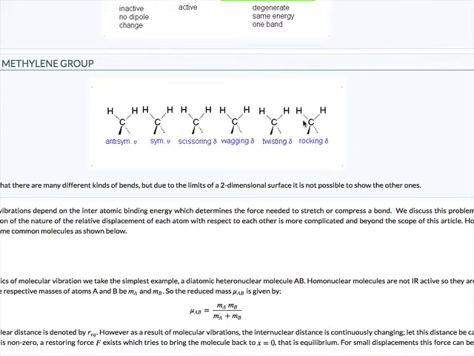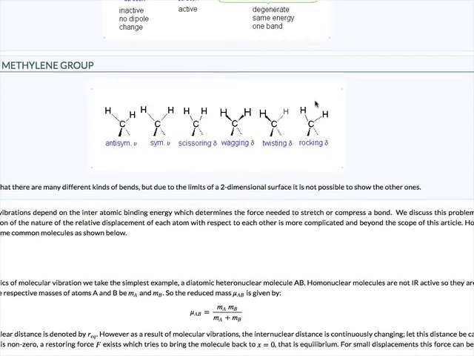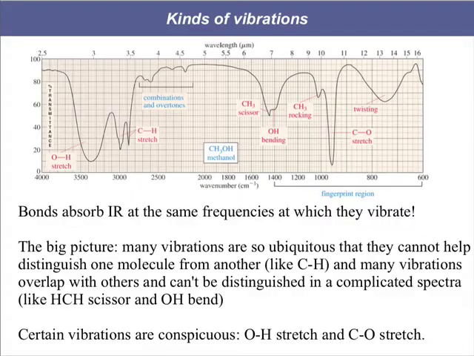And then we can have a rocking. So we can have the H's kind of moving from one side to the other side. So these are 6 more vibrational modes. And you'll notice that the more atoms that we have in our molecule, the more possibilities we have for these vibrational modes. This is what an IR spectrum looks like.